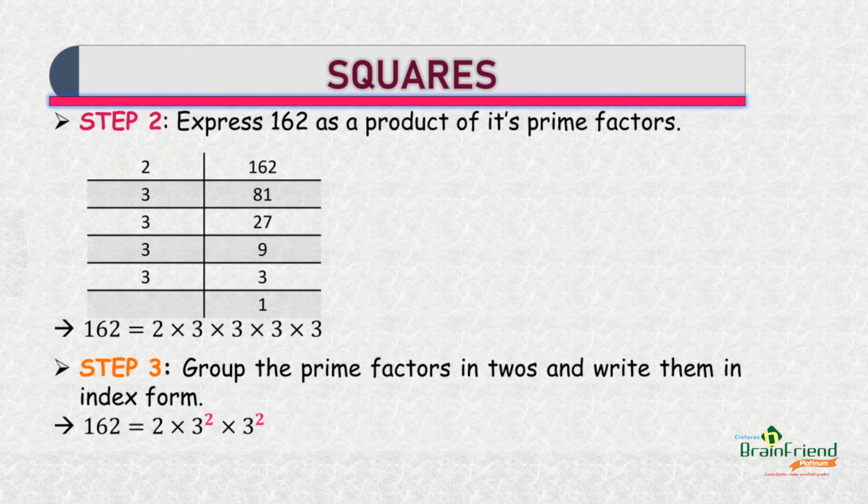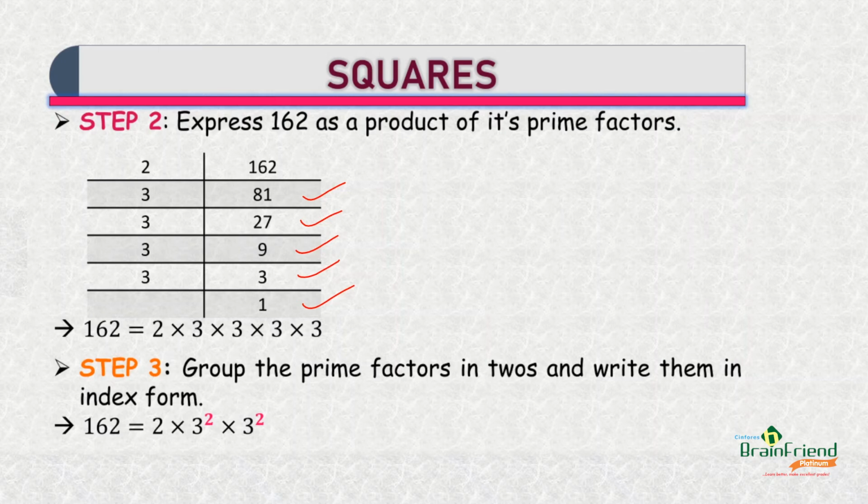We express the number as a product of its prime factors. So we start with the smallest prime factor. And the smallest prime factor that can go into 162 is 2. So 2 into 162 will give us 81. Now 2 can't go into 81, so we move on to the next prime factor, and that's 3. 3 will go into 81 to give us 27. 3 can still go into 27 and give us 9. 3 can still go into 9 and give us 3. And 3 can still go into 3 to give us 1.